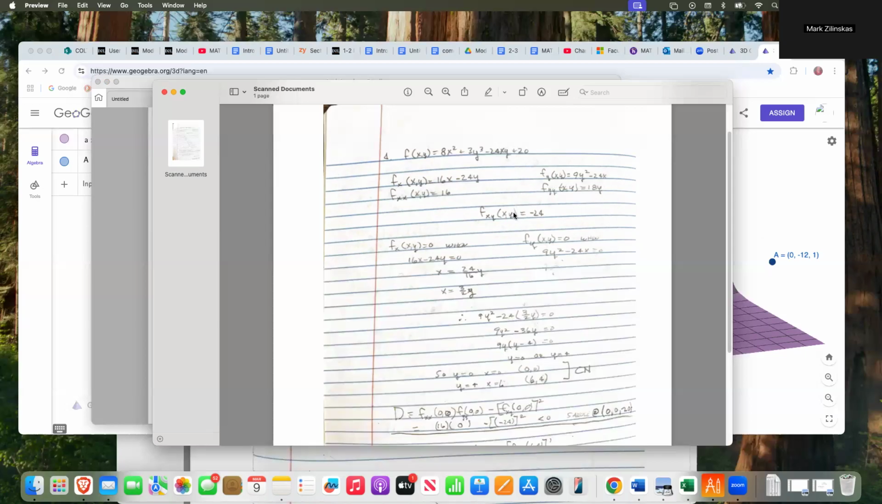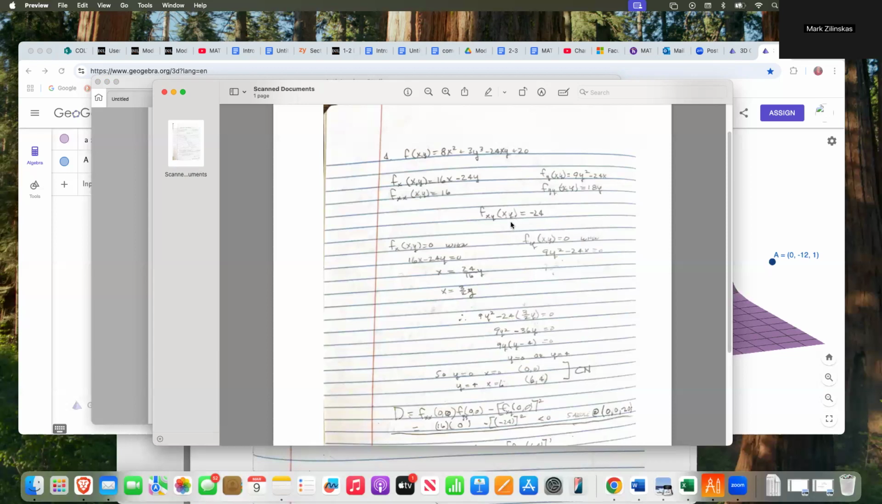Now, for my mixed partial, it doesn't matter. If I take the derivative first with respect to x and then to y, notice I get negative 24. And same thing over here. If I take the derivative of y first and then x, I'm still going to get negative 24. Either way, I'm getting negative 24.